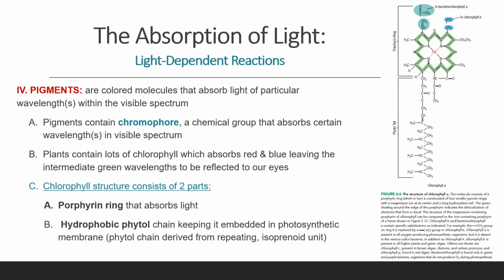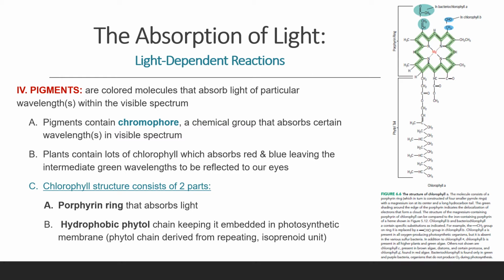So next, let's go to the pigments. Pigments are the colored molecules that absorb light of particular wavelengths within the visible spectrum. Pigments contain chromophore, a chemical group that absorbs certain wavelengths in the visible spectrum. Plants contain lots of chlorophyll, which absorbs red and blue, leaving the intermediate green wavelengths to be reflected to our eyes. This makes plants specifically green in color in our vision.